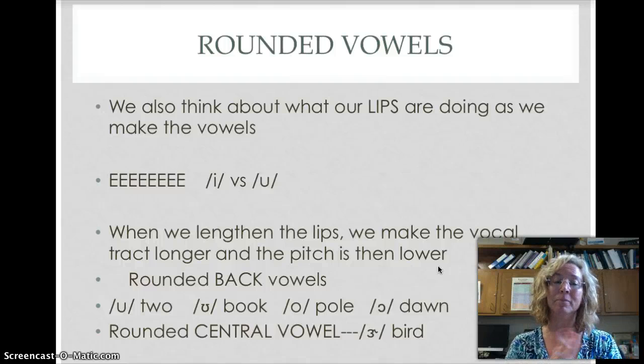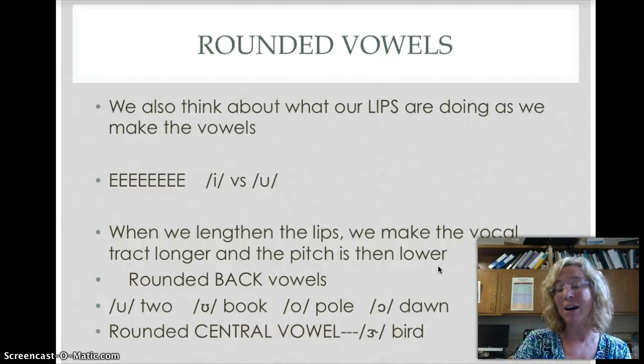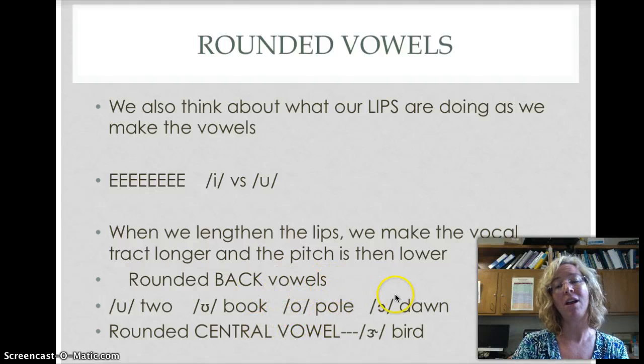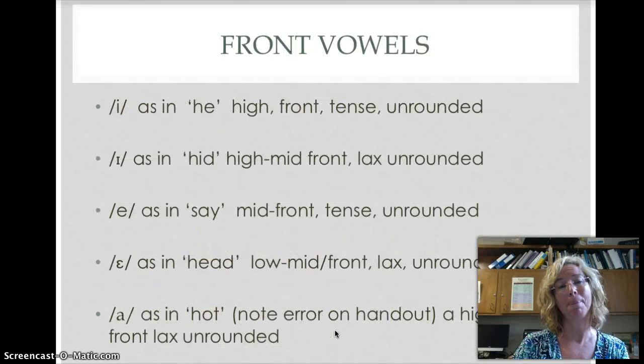So we can have rounded back vowels such as oo as in to, as in book, o as in pole, and aw as in dawn. And another kind of rounded central vowel would be as in bird. And again, we'll talk about those R-colored sounds.